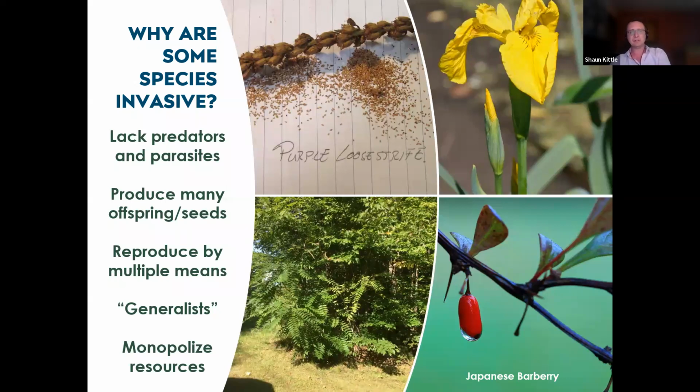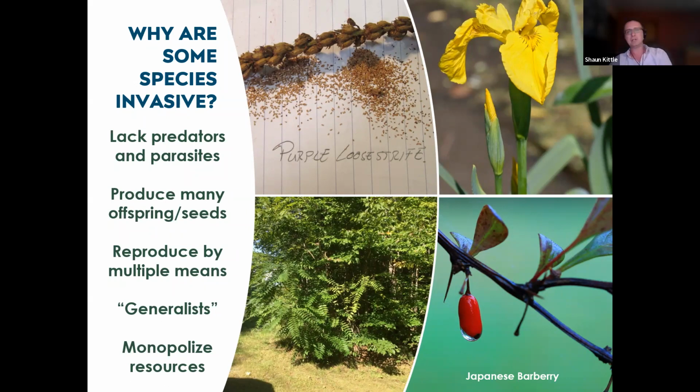Invasive species can also monopolize available resources. So common reed grass, which is not pictured here, also known as Phragmites, is a good example of this. It can tolerate a wide range of growing conditions and overtake hundreds of acres, displacing important native wetland species.